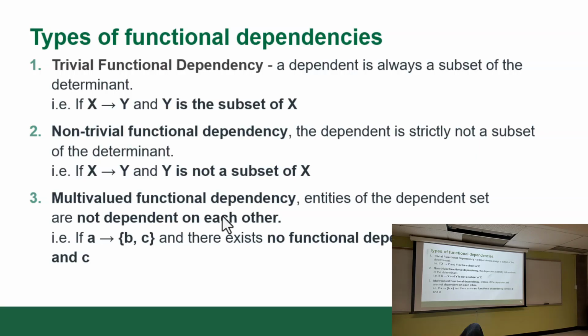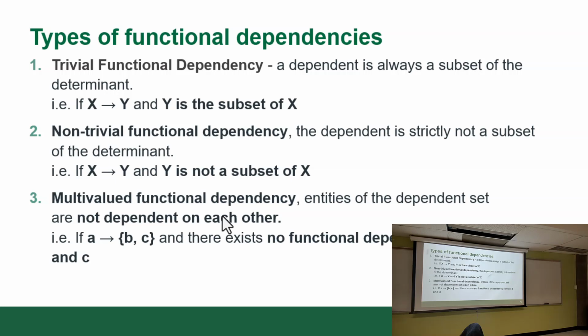Non-trivial functional dependencies: the dependent is strictly not a subset of the determinant. So if X determines Y and Y is not a subset of X, which is possible, that means Y has a bunch of its own values, but those values have nothing to do with X. It just happens that X determines its existence.